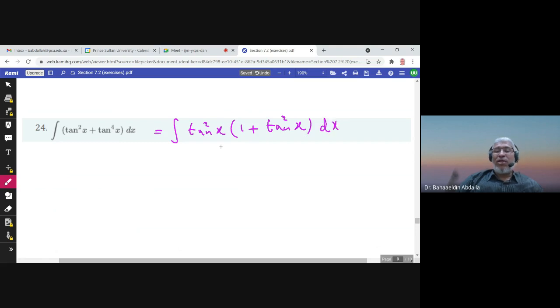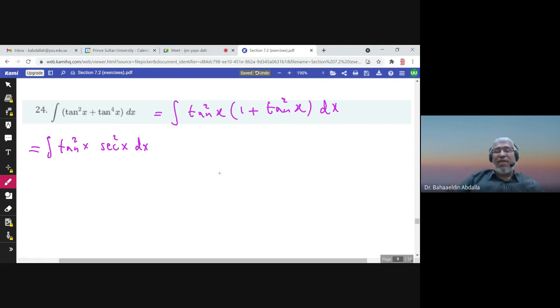Oh, but 1 plus tan square is what? Is secant square. Oh, so we have tan square secant square. Well, secant has power 2. We said if secant has power 2, I take u as tan. So du would be secant square. I have secant square x dx.